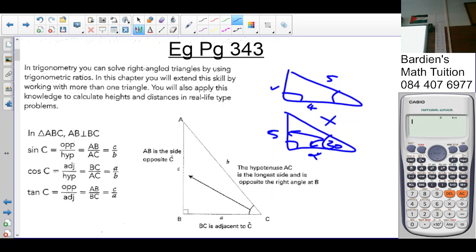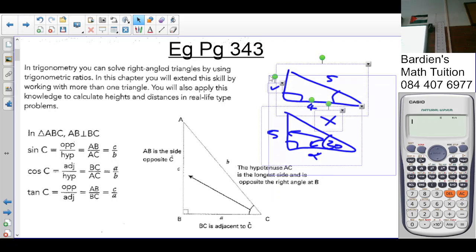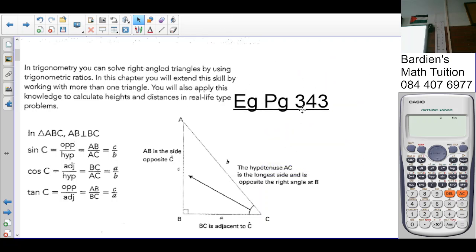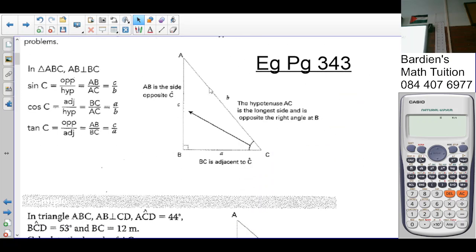So that is why they tell us at this point, you can solve right angle triangles by using trigonometric ratios. In this chapter, you will extend the skill by working with more than one triangle. You will also apply this knowledge to calculate heights and distances in real life type problems. So that is still coming. So let's see what they say here.